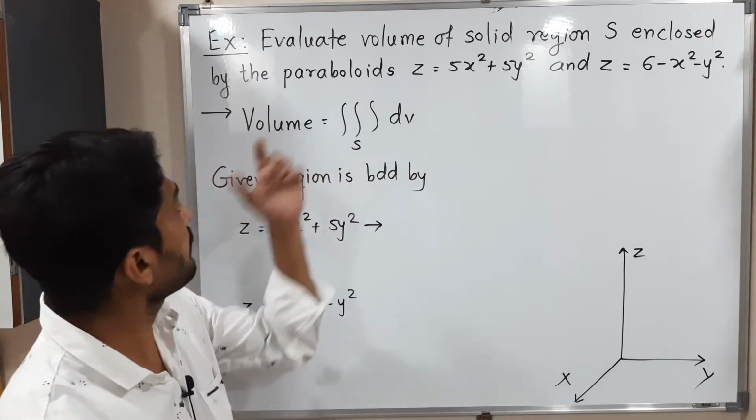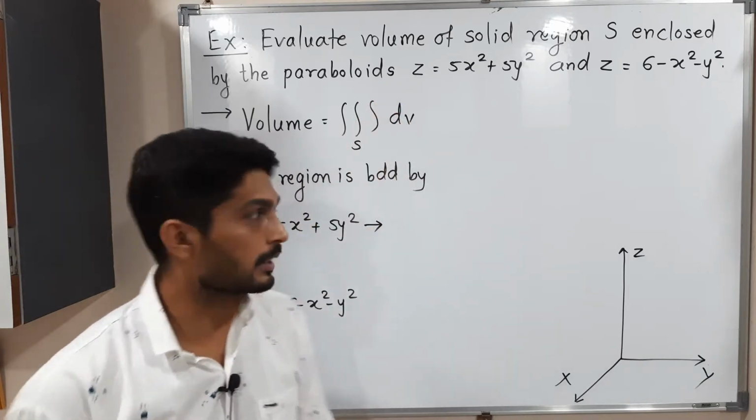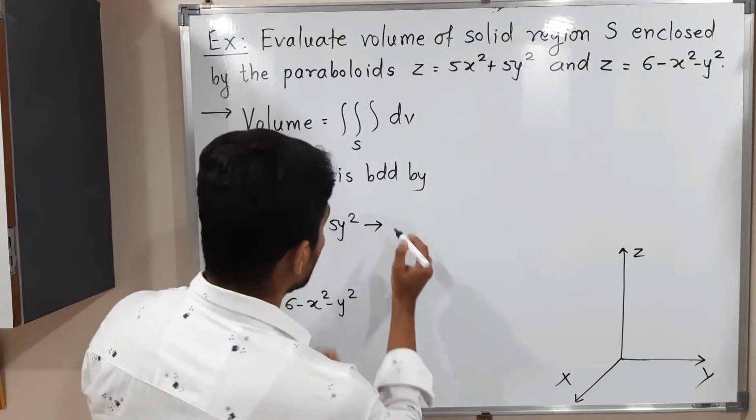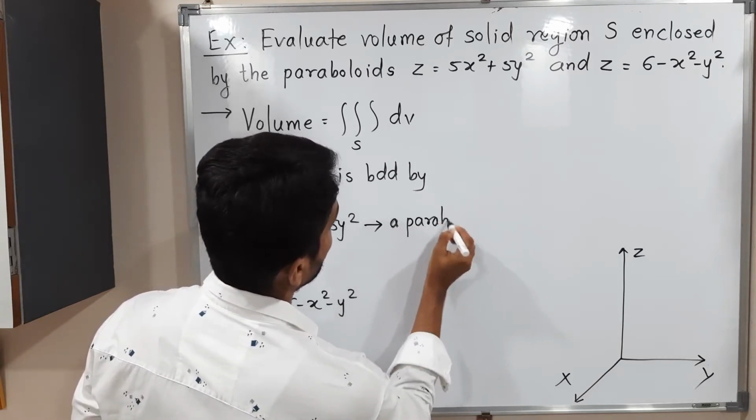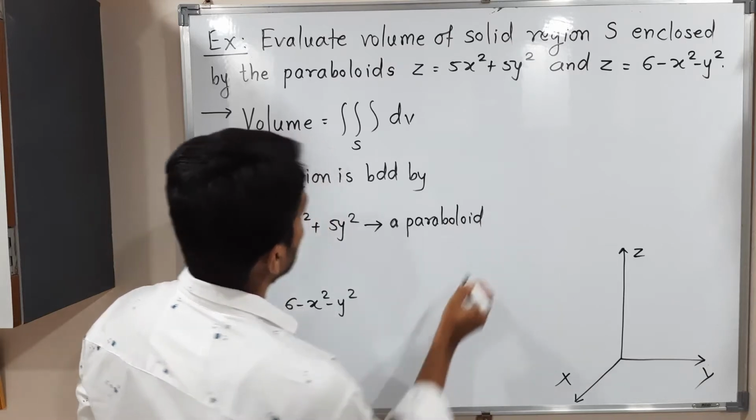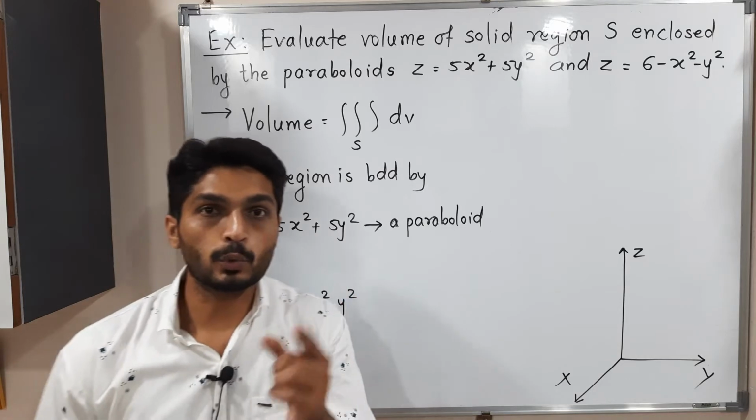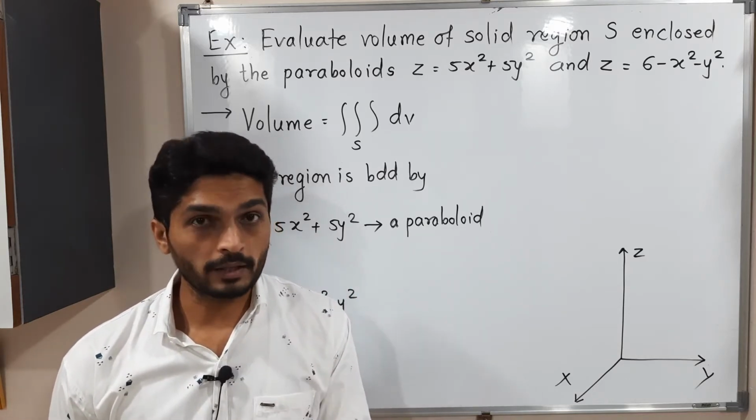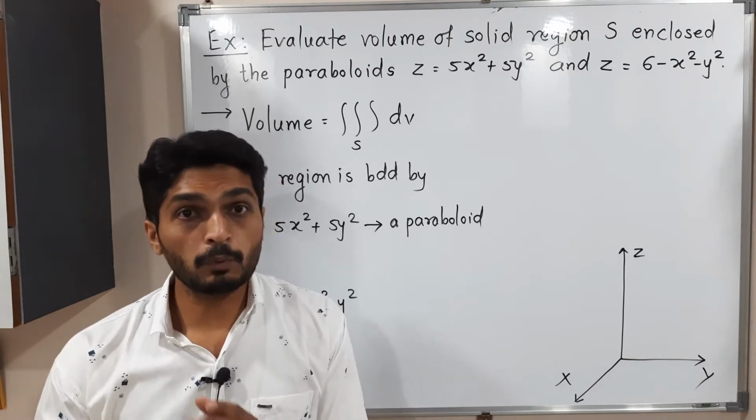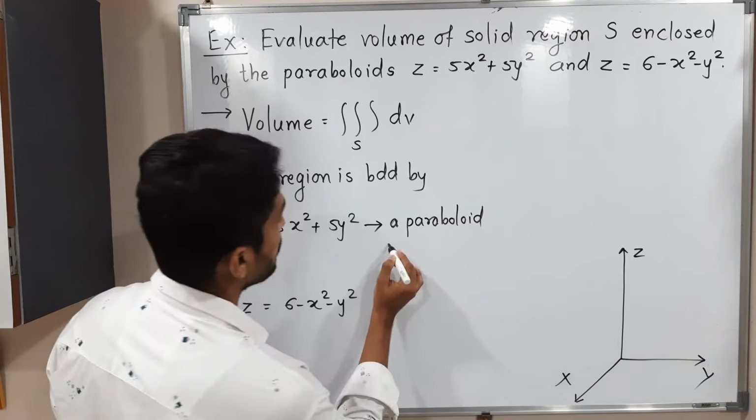What have they given? Region bounded by paraboloid z is equal to 5x square plus 5y square. I have written this here, so I will mention it is a paraboloid. Obviously it is symmetric, that means it is rotating about z-axis, since z has power 1, as well as z has a positive sign, so that's why it opens in upward direction.